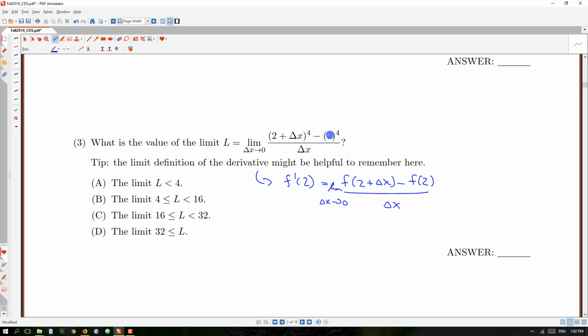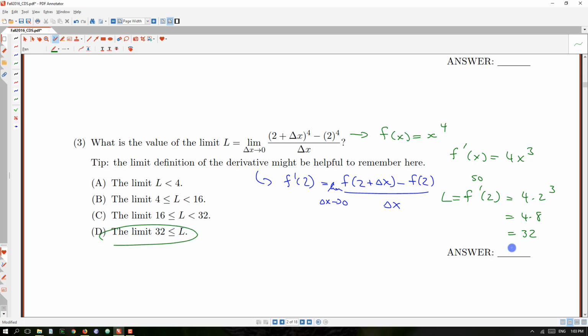And if we map this one more time, we see that f of 2 here is 2 to the 4, and so that indicates that the function we're talking about is x to the 4. Well, that's perfect, because then we can evaluate f prime of x using our normal derivative rules. That'll be 4x cubed, and so f prime of 2, which is exactly what L is here, is going to be 4 times 2 cubed. That's 4 times 8, and that is 32, and that is D as our final answer for question number 3.